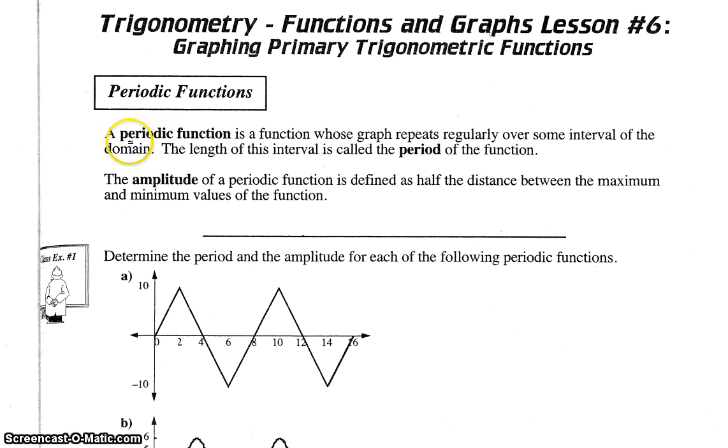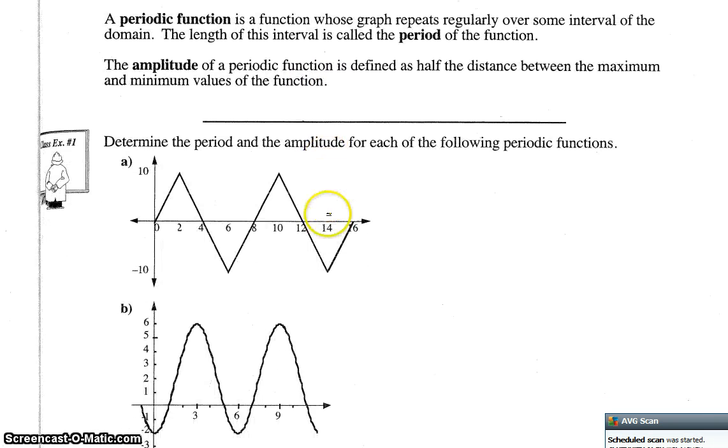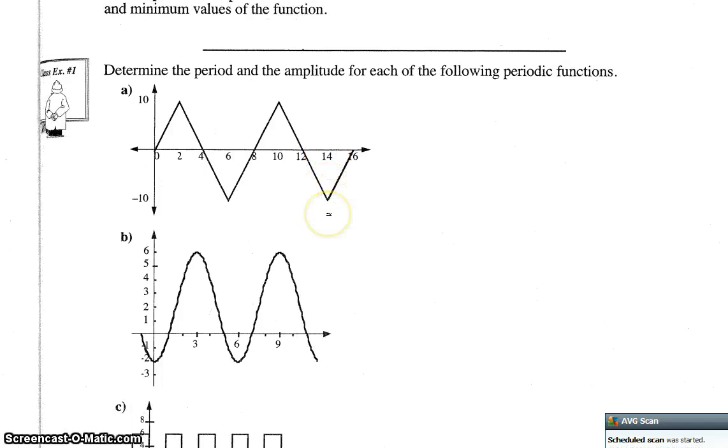Okay, so periodic functions. Basically, a periodic function is a function whose graph repeats regularly over some interval of the domain. The length of this interval is called the period of the function, hence the name periodic. The amplitude of a periodic function is defined as half the distance between maximum and minimum values of the function. So we're going to look at in example 1 how to calculate period and amplitude just for some periodic functions that aren't necessarily sine, cos, or tan.